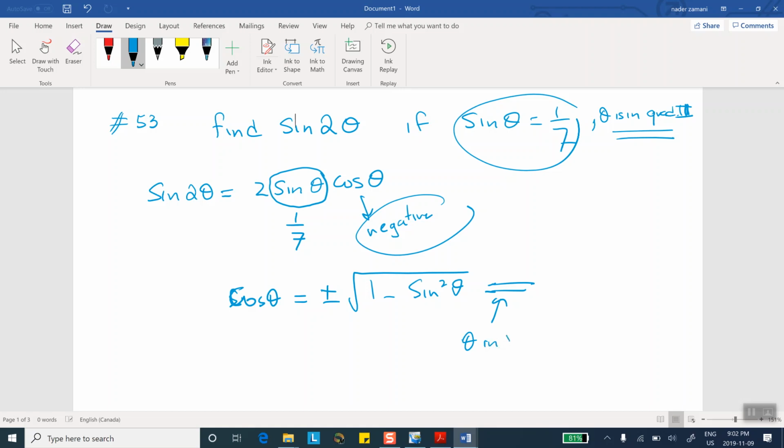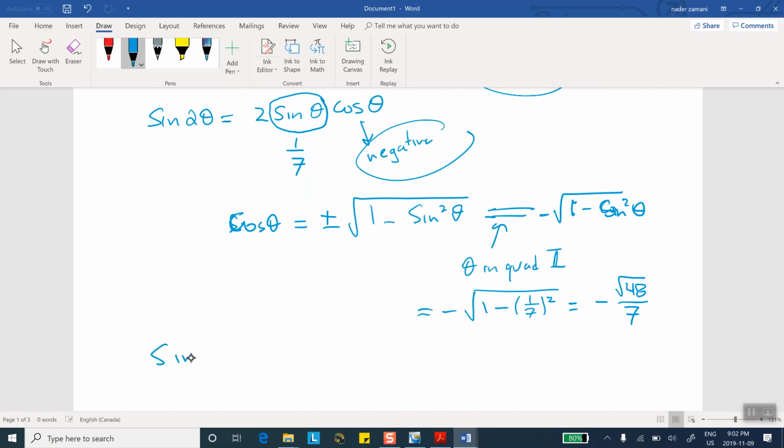Theta in quadrant 2, that means it's going to be a negative root of 1 minus sine squared theta. Let's plug it in. Minus square root of 1 minus 1 over 7 squared, and this is minus root of 48 over 7.